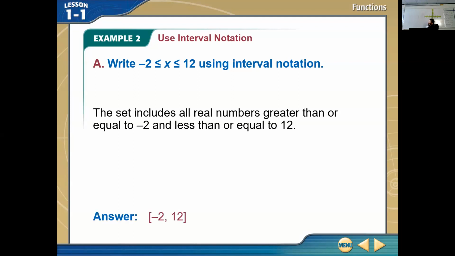Okay, and our answer would be a bracket -2, because that is our lower number, and then 12 bracket, stating that x falls within those, and since we have the brackets, it encompasses -2 and 12.